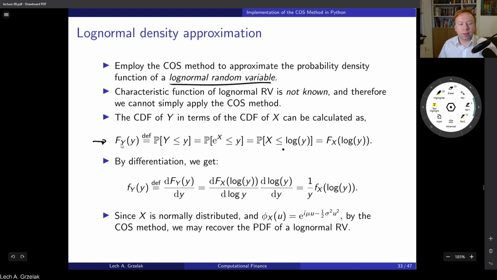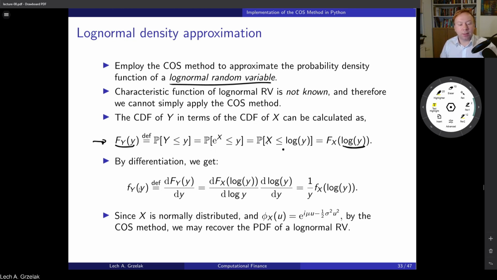So we know that there is a CDF relation between normal and log normal, and this is what we can use. The CDF of y, which is log normally distributed, is by definition the probability that y is smaller or equal to y. This means that we have e to the power x, where x is normally distributed, so we can take a logarithm. So at the end, using this relation, the CDF of y at y is equal to the CDF of x, where the argument is scaled with a logarithm. And this is very nice. So you can see there is a relation between normal and log normal.